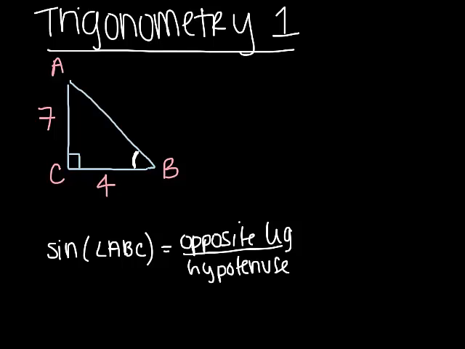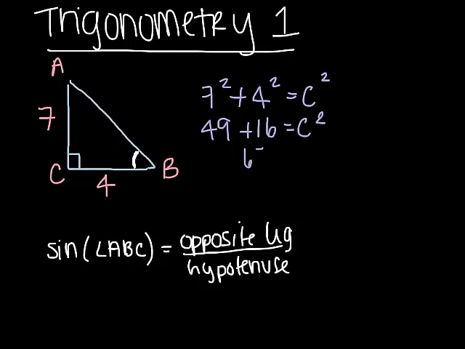Now in this case, I know that the opposite leg is 7, but I don't know what the hypotenuse is. So I'm just going to use the Pythagorean theorem to find the hypotenuse. The Pythagorean theorem states that each leg squared added together should equal the hypotenuse squared. So I'm going to get 49 plus 16 equals c squared. So 65 equals c squared. So the square root of 65 equals c. So the hypotenuse of this triangle, or the length of AB, is the square root of 65.